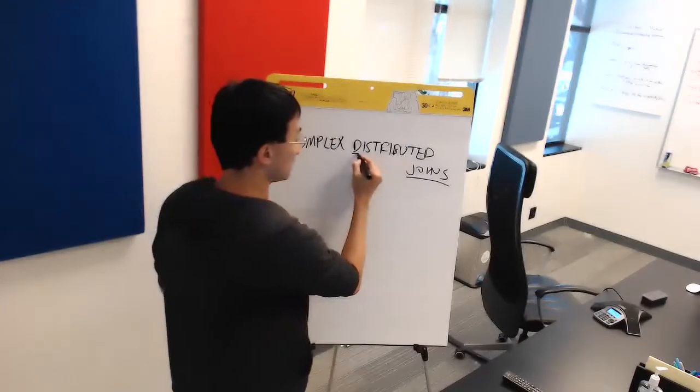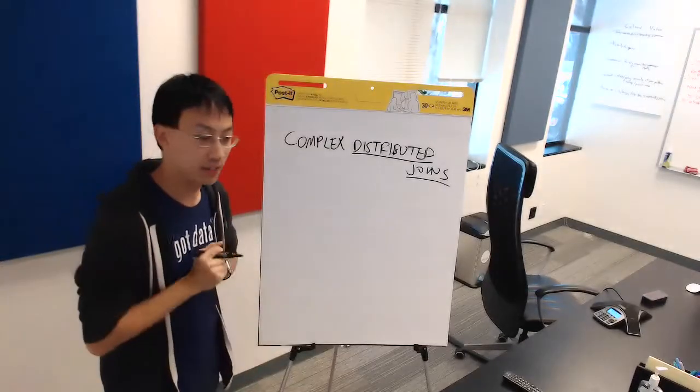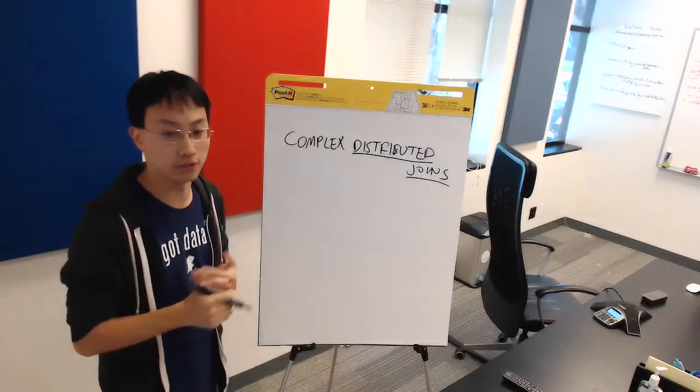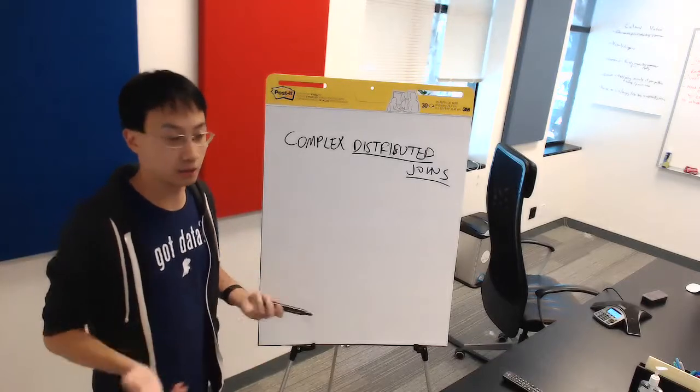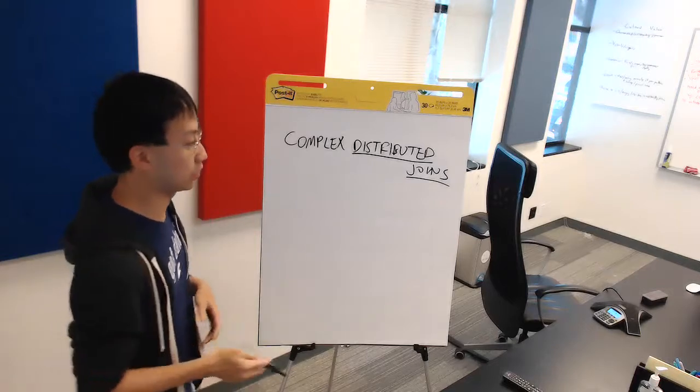Distributed is an easy one. We just have a lot of data. Our customers send us a lot of data. They have a lot of users, and so you can't do the queries on a single machine. You have to spread the data out and then run a distributed computation.